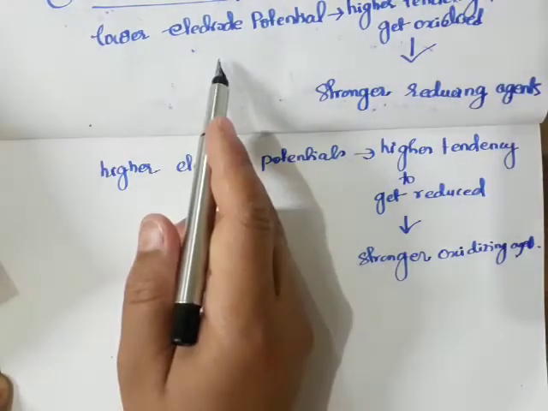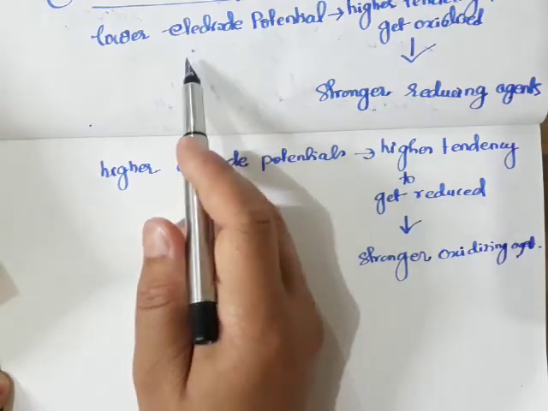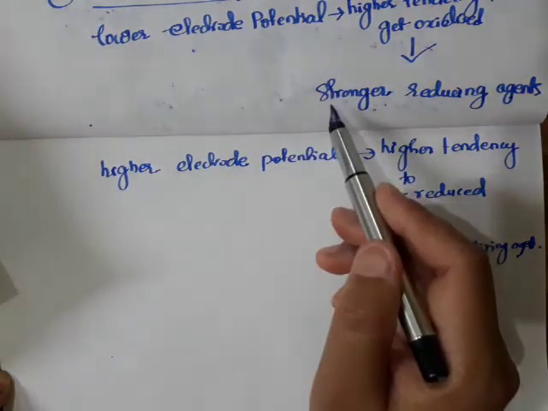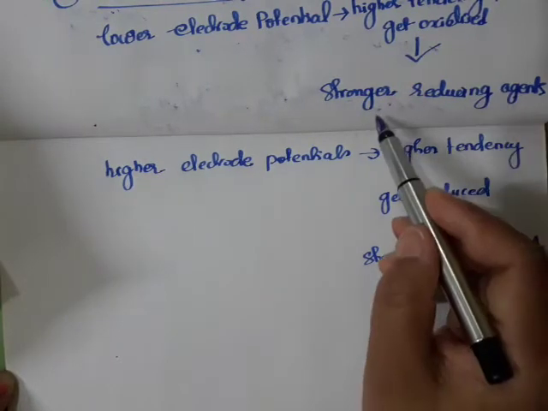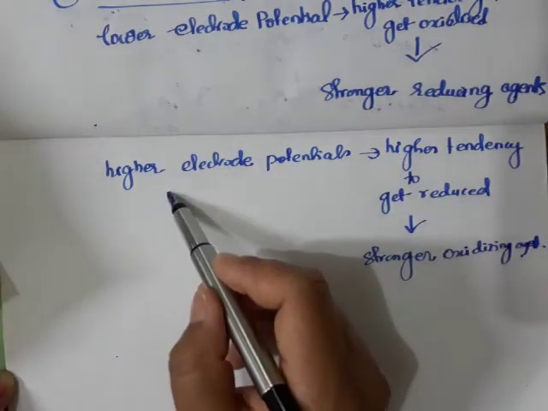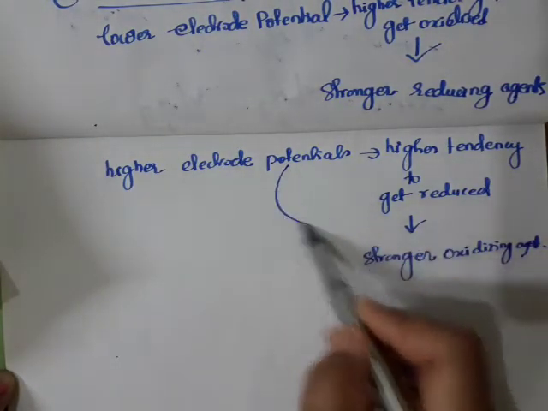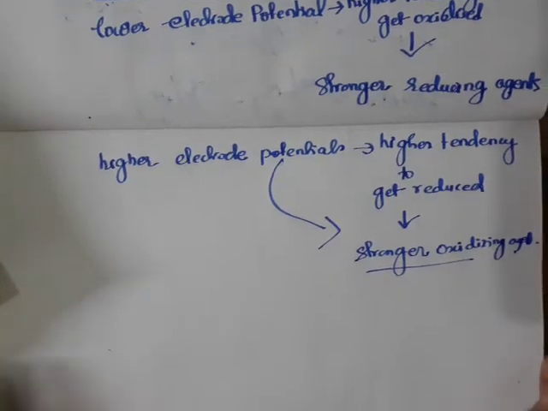Again, any electrode which has lower electrode potential will act as a strong reducing agent or a weak oxidizing agent, and the electrode with higher electrode potential will act as a strong oxidizing agent.